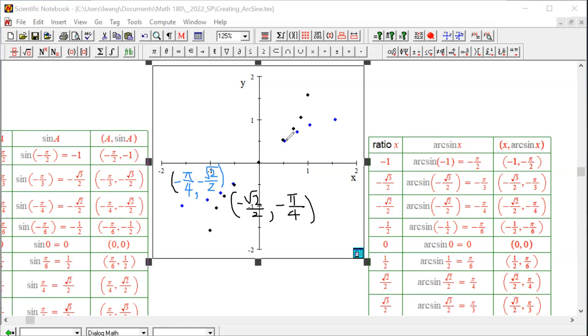Now these two, one black, one blue. I know it's a little difficult to see, but the black one is on the arcsine. So we're gonna have the angle, the black one, so that's gonna be the inverse, the half and the pi over 6.